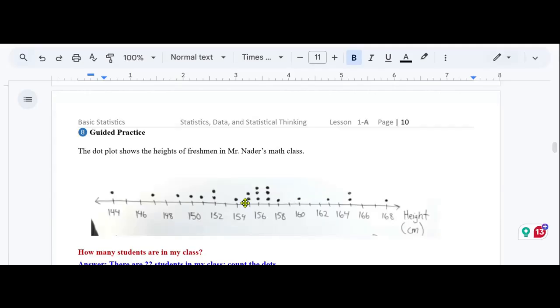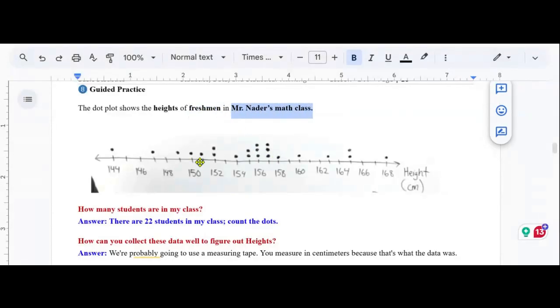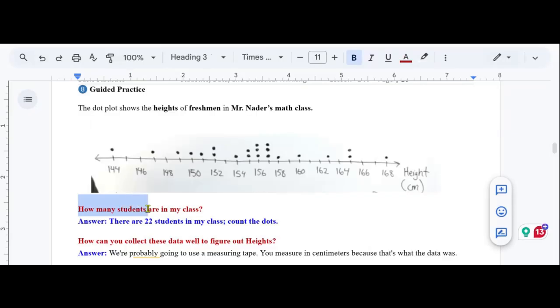Okay, like that. For example, take a look at this one. The question comes here: how many students are in my class? This is what the dot plot shows, the height of freshmen in Mr. Nader's math class. Can you tell me how many students here, and how do you know? How many students? 22. How did you know it's 22? I just counted the dots. Yes, you count the dots.